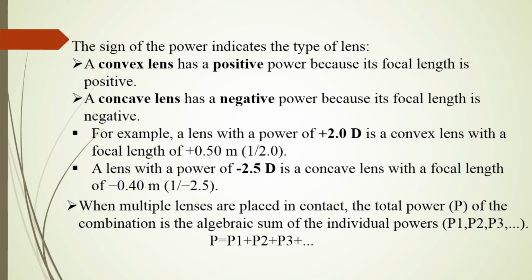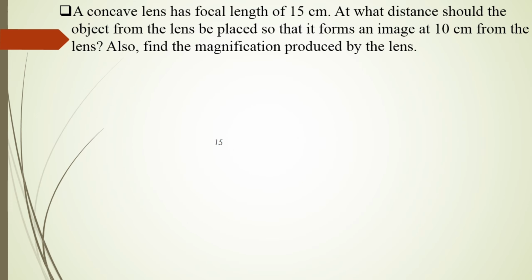Now let's solve some problems. In the first problem, a concave lens has a focal length of 15 cm. At what distance should the object be placed from the lens so that it forms an image at 10 cm from the lens? Also find the magnification produced by the lens.